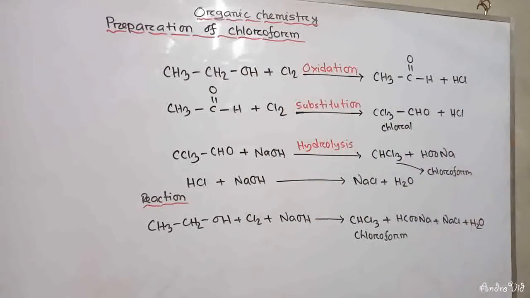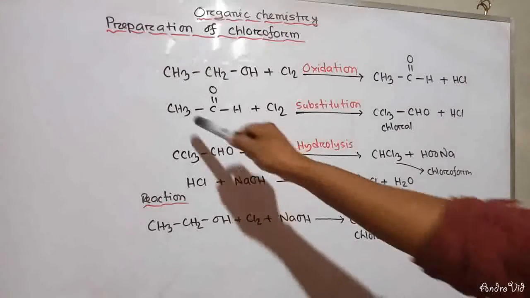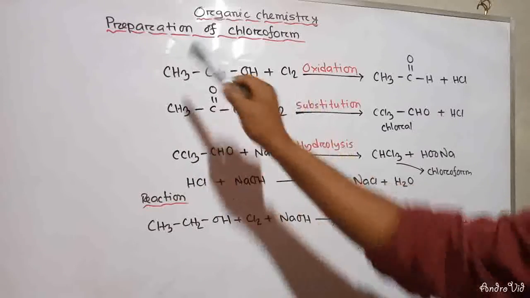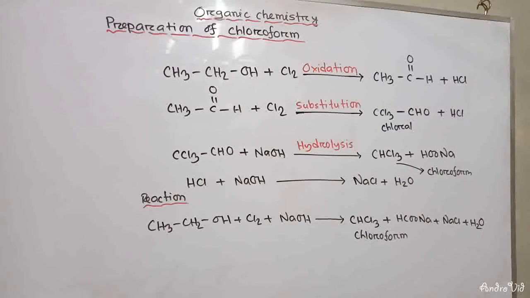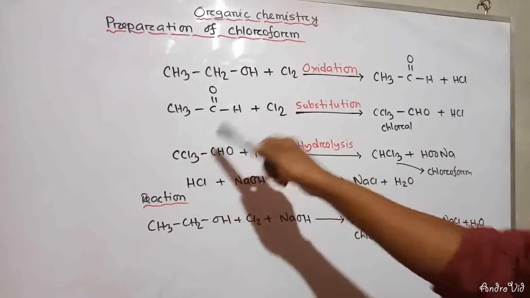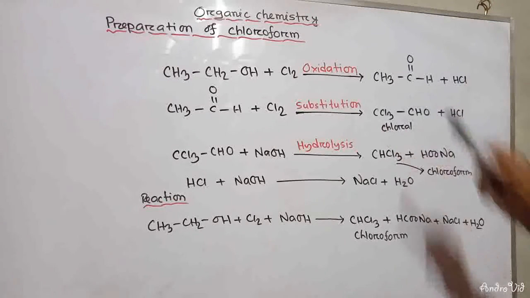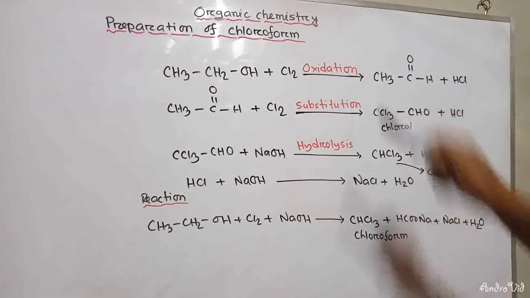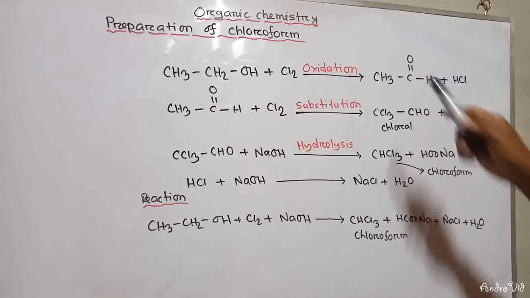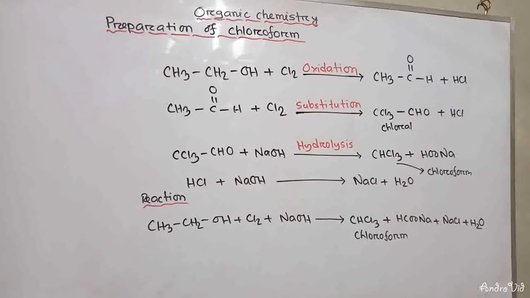to ethanal. This is the first step. In the second step, basically a substitution reaction happens. All the hydrogen atoms of this ethanal molecule will be substituted by chlorine atoms. Here by this way they produce Cl3CHO, which is called trichloroethanal, and also called chloral. And in that case HCl is also produced.